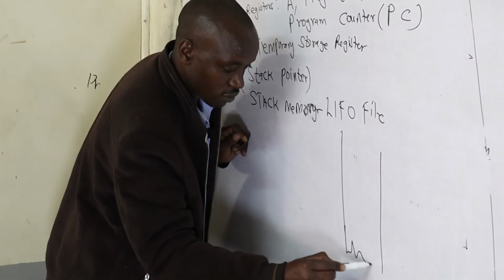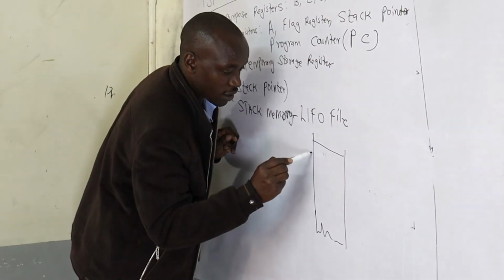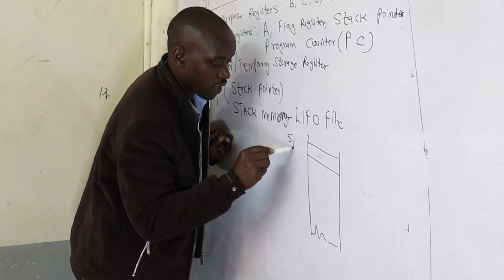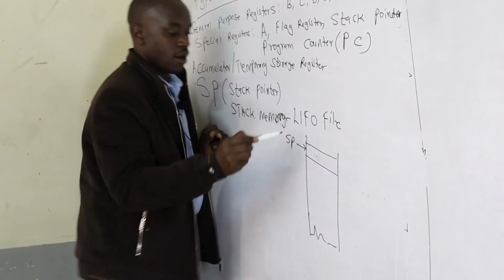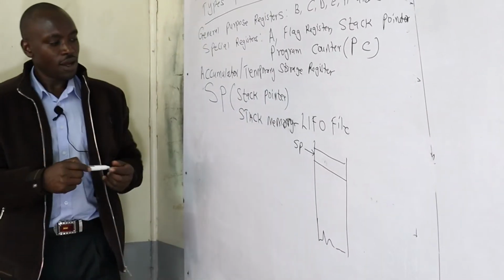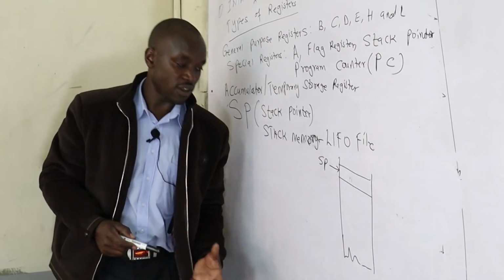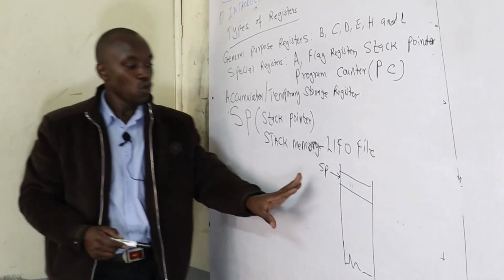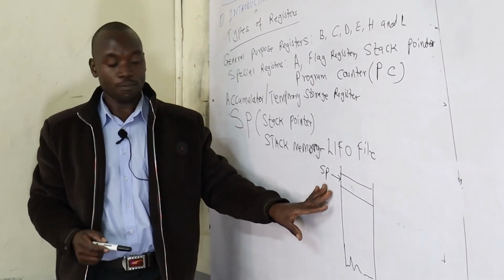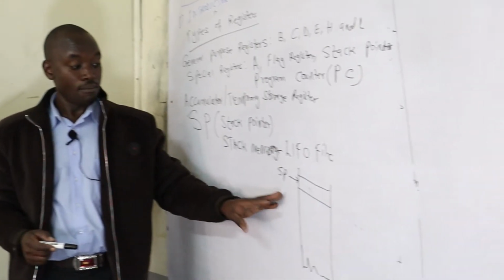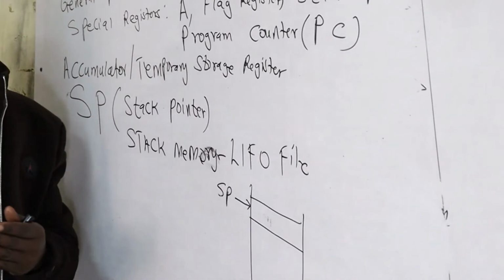Something like this. If this is the top, then our stack pointer will be pointing here, by a certain instruction, maybe saying LXI SP somewhere. So it will point at the top of the stack. And you shall realize that in most processors, the stack memory is always up at the top.